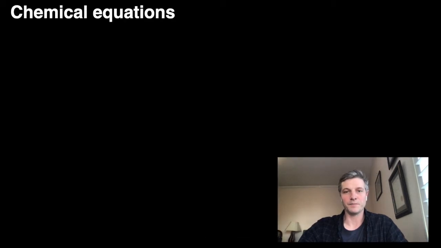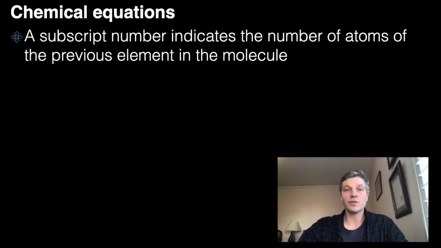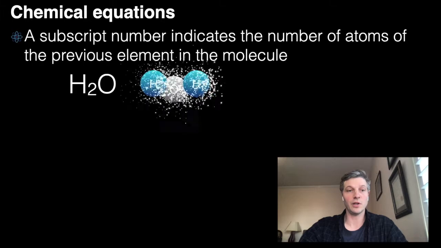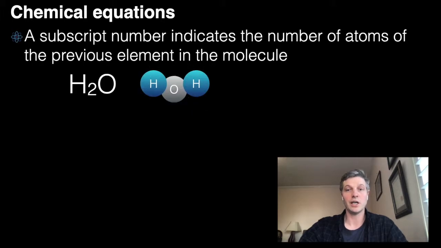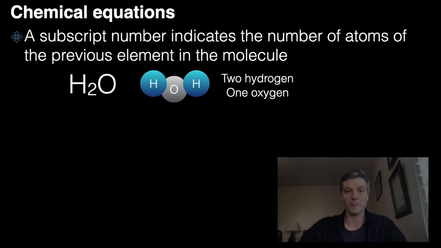So when we look at chemical equations, when we use a subscript, which we've already used before, they indicate the number of atoms of the previous element in the molecule. So for instance, H2O, the 2 indicates the number of H's, so 2 hydrogens. So this molecule looks like this. It's got 2 hydrogens and 1 oxygen. Should be straightforward at this point now.